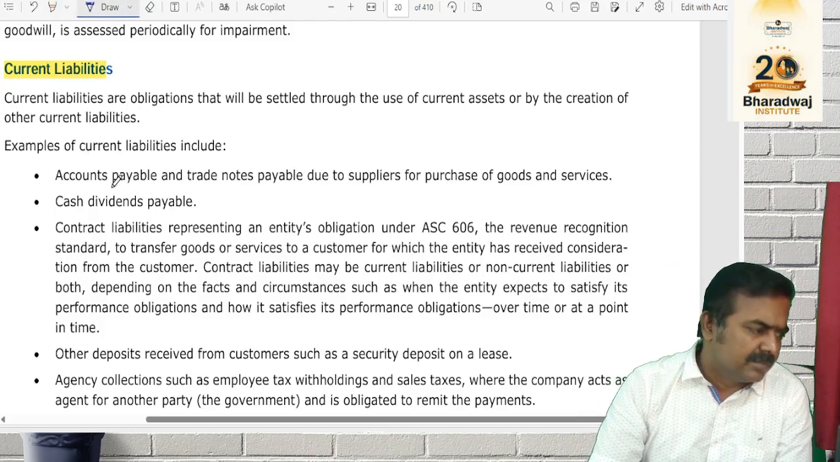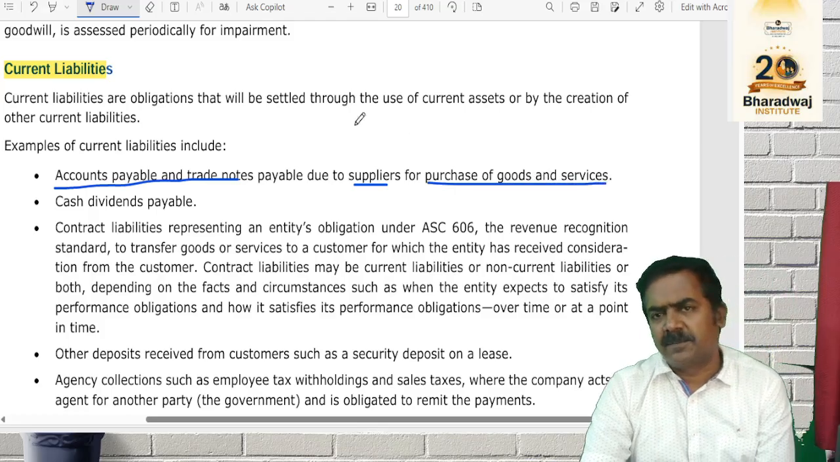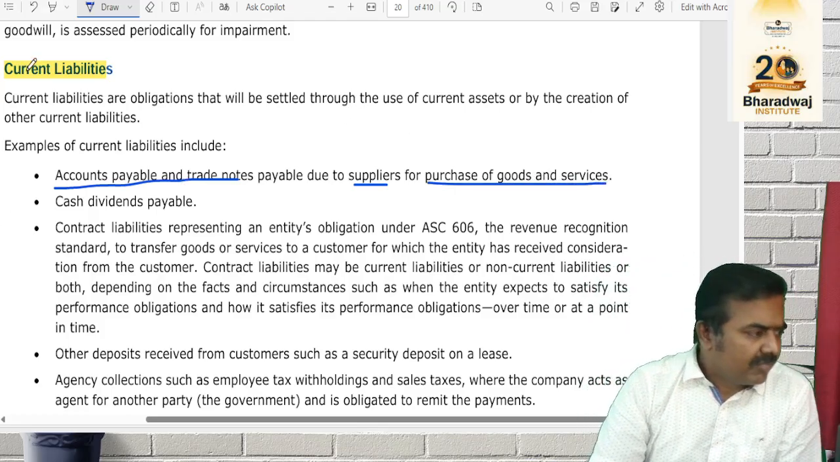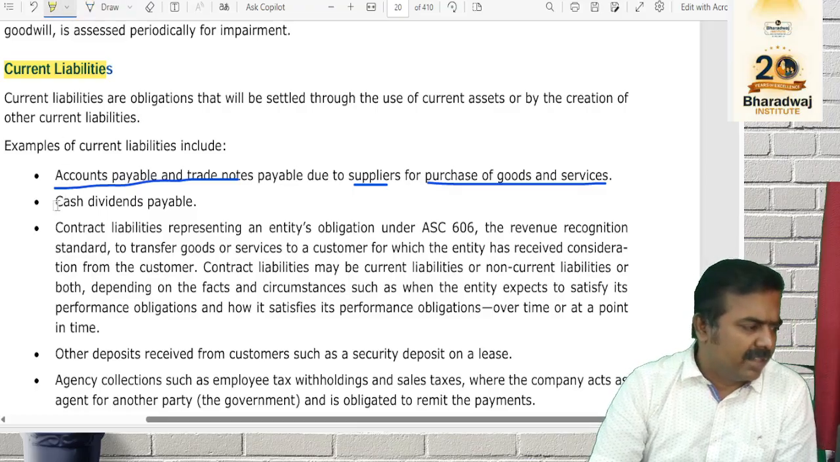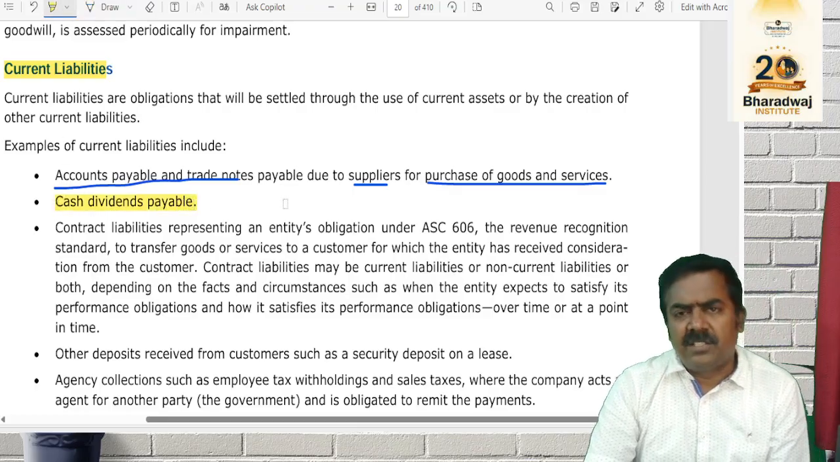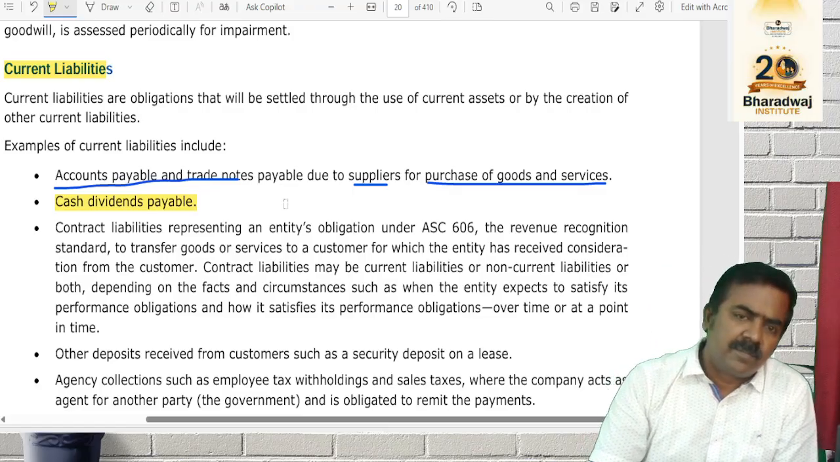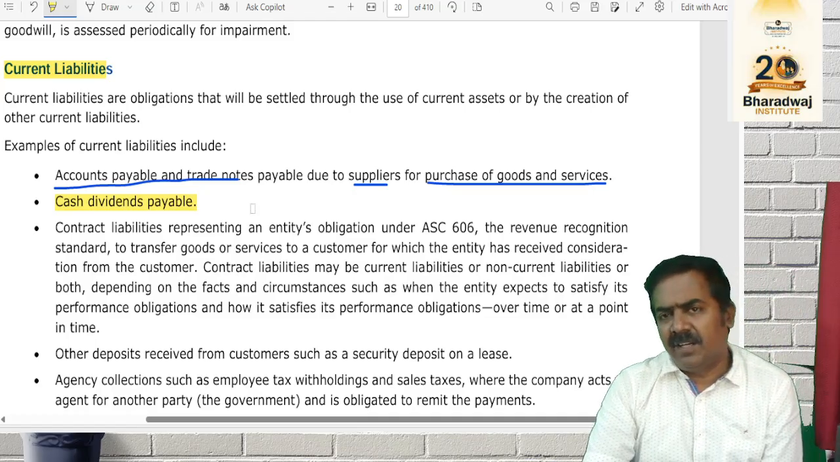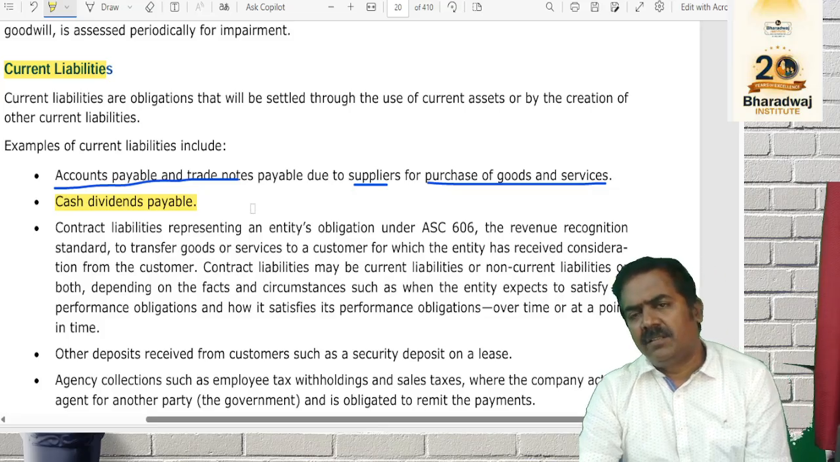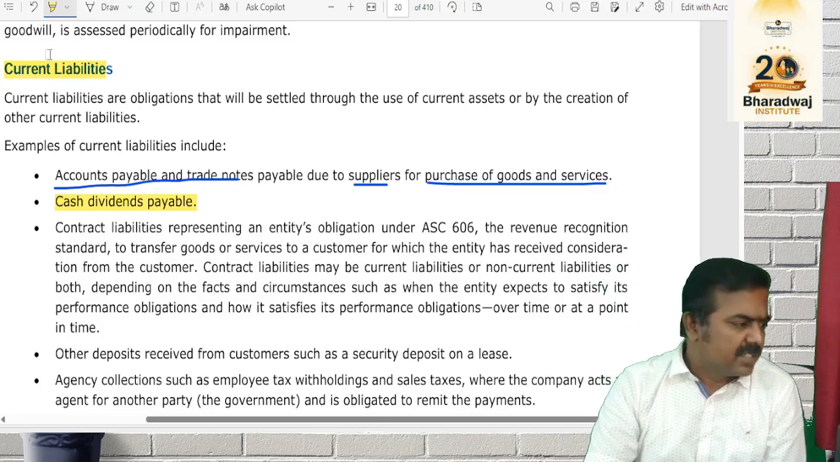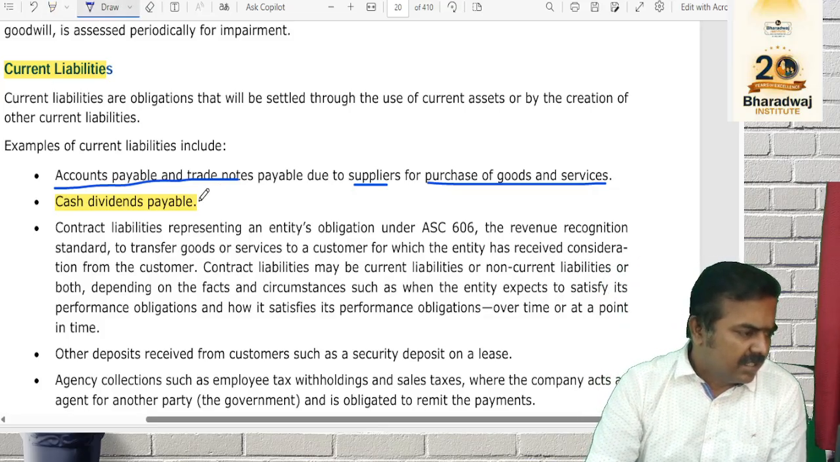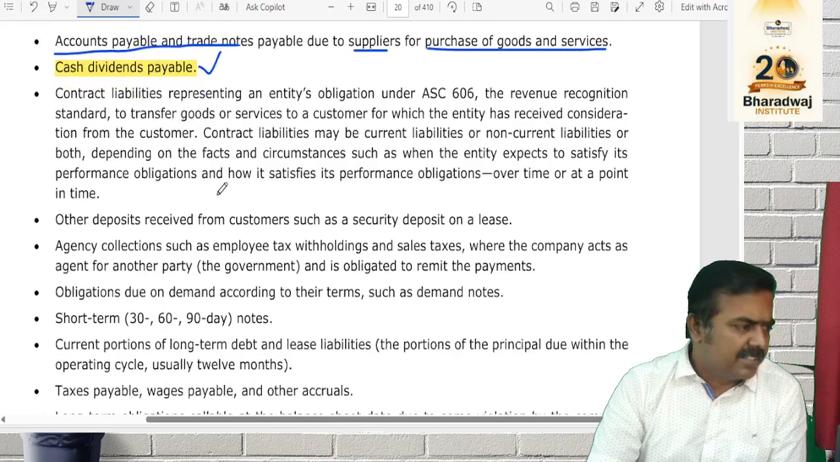Example, amounts payable for suppliers for purchase of goods or services. Creditors, bills payable like that. Cash dividend declared. It is payable. After the AGM, you have to pay. Within 30 days, you have to distribute the cash dividends. Yes, cash dividends are part of current liabilities.